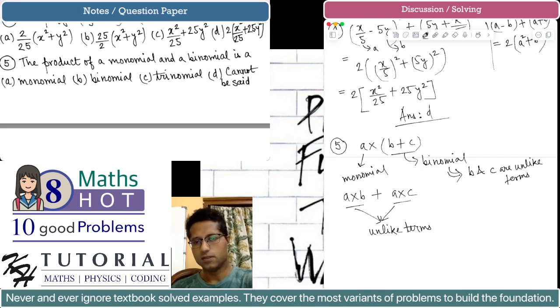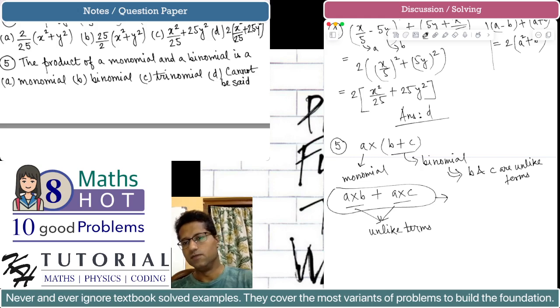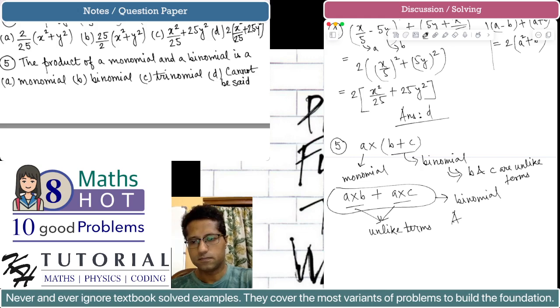If this is so, then of course A into B plus A into C will be a binomial. It will be a binomial because we clearly see it has two terms and the two terms are unlike. And hence the correct choice is B. The product of a monomial and a binomial is always a binomial.